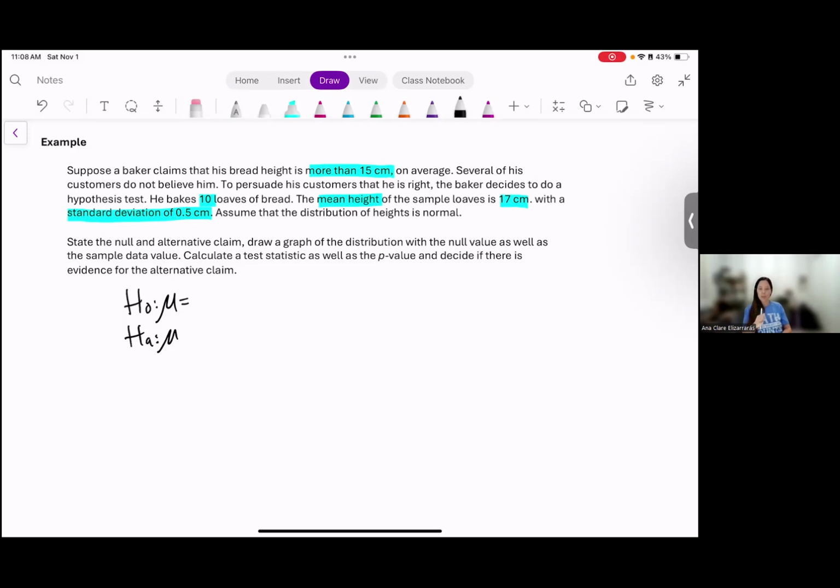And the customers do not believe that his bread height is more than 15 centimeters. So I'm using 15 as my measurement and more than as my claim. But what is mu? Mu is the true population mean height of bread.